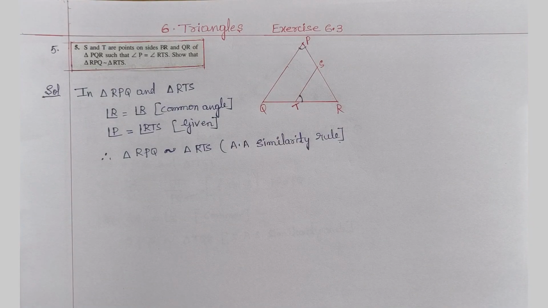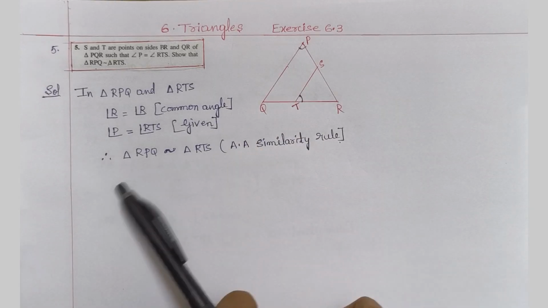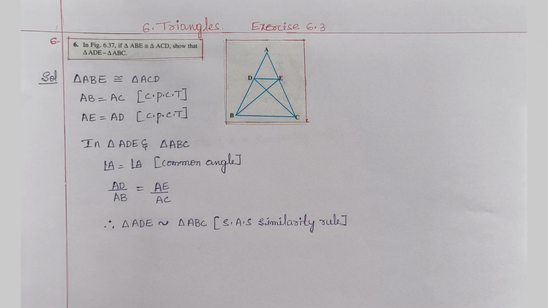Third angle is also equal only. So, by the angle-angle criteria, these two triangles are similar triangles. Okay. Now, sixth question. See here.